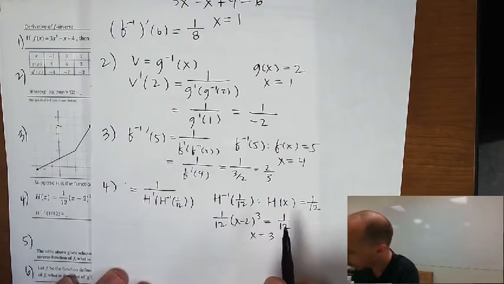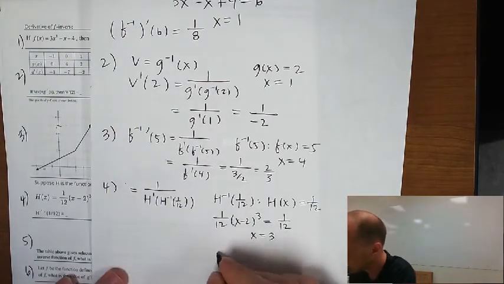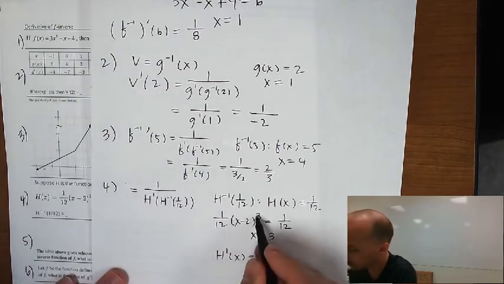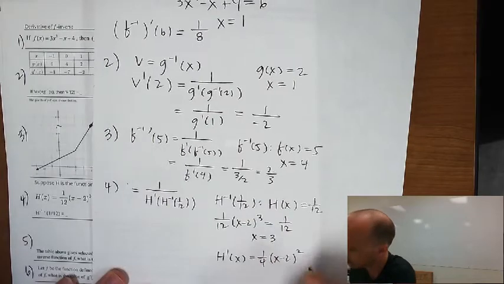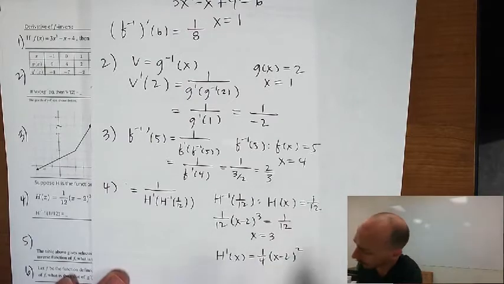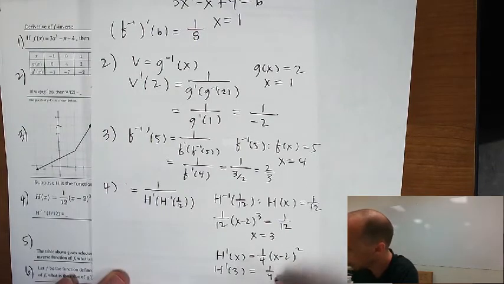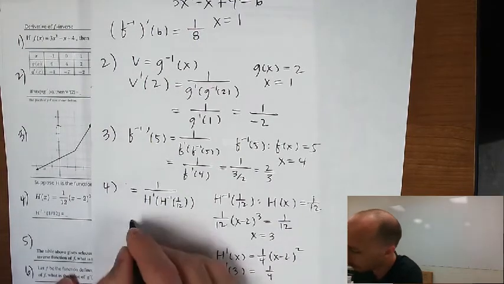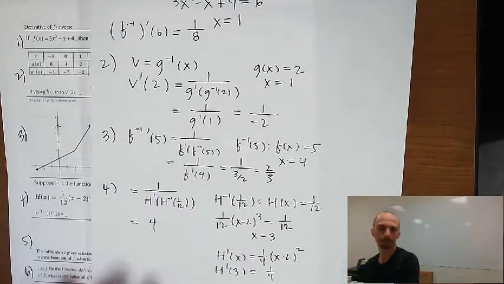So I'm probably also going to need h prime of x. Okay, so I'll just do that here. h prime of x is going to be 3/12 of (x minus 2) to the second power times the derivative of x minus 2 for the chain rule, but that's just 1, so I'm done. And I'm going to say, well, h prime of 3 equals 1/4 of 1. So it's equal to 1/4, which is going to be 4.